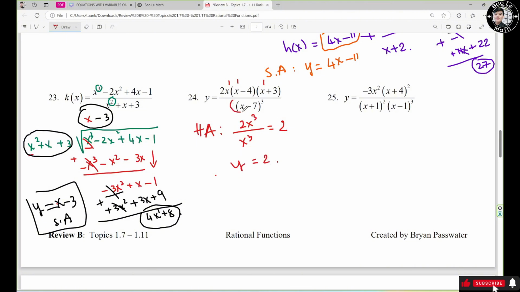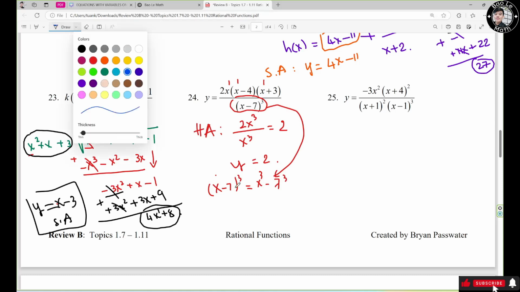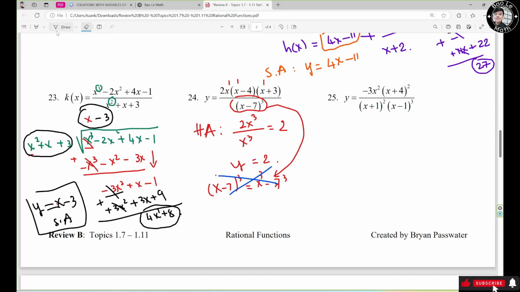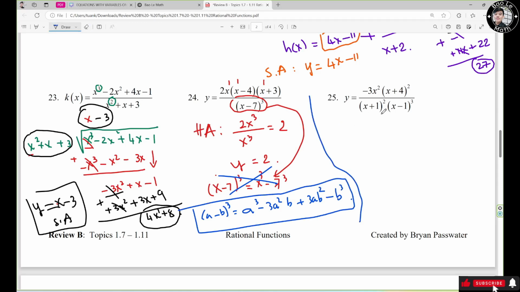Now be careful with this one right here. When you expand this, a lot of students make a mistake. They say s minus 7 cubed equals s cubed minus 7 cubed. This is wrong. You need to get rid of this mistake. You need to apply the formula: a minus b all cubed equals a cubed minus 3a squared b plus 3ab squared minus b cubed. Now let's move on to example number 25.